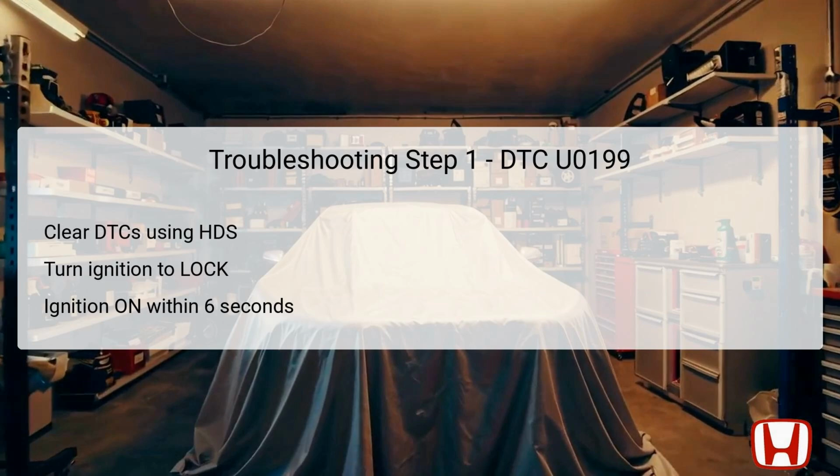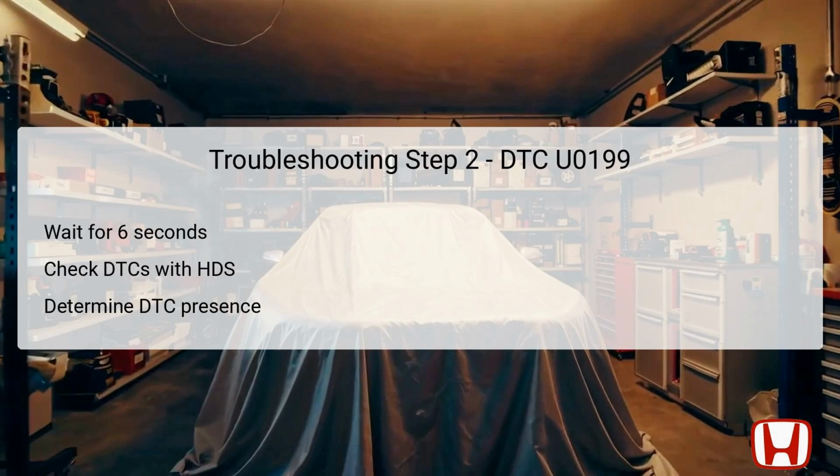It's crucial to perform this step promptly within a time frame of 6 seconds, as the modules need to establish communication following a reset. This initial step provides a baseline for assessing whether the communication error persists or if it was a temporary issue. Following the ignition cycle, it's critical to wait for at least 6 seconds. This waiting period allows the vehicle's systems to reinitialize and attempt to re-establish communication after clearing the DTCs.